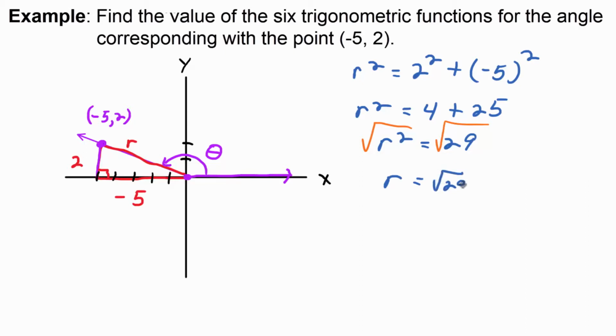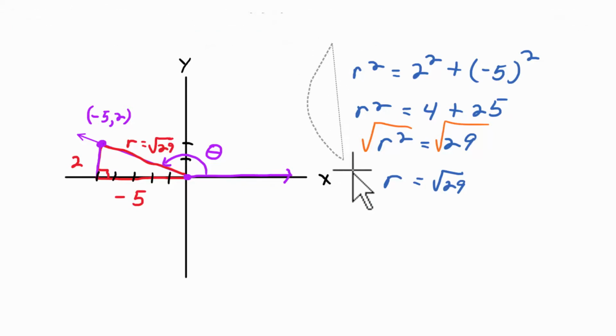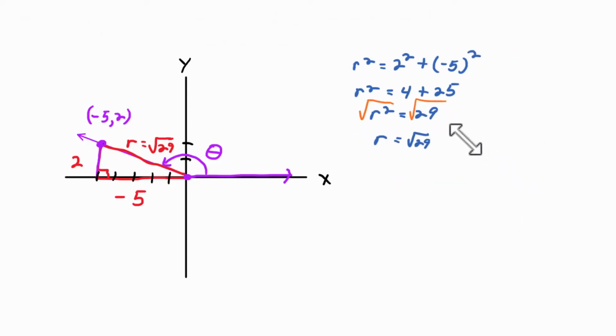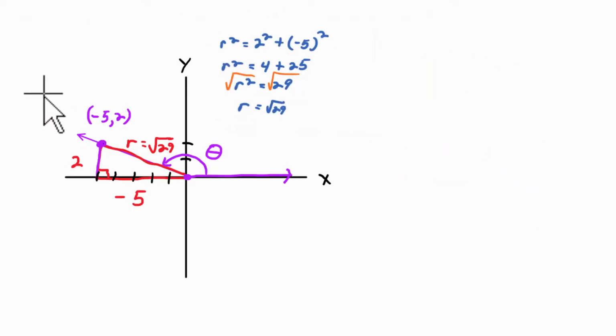So if you wanted to put that in your picture, you'd have that: r is the square root of 29. And then, of course, if you're asked to find the 6 trig functions for that particular angle, then, again, as always, use SOHCAHTOA. Sine equals opposite over hypotenuse. In this case, that would be 2 over root 29. That's opposite 2 over hypotenuse, root 29.